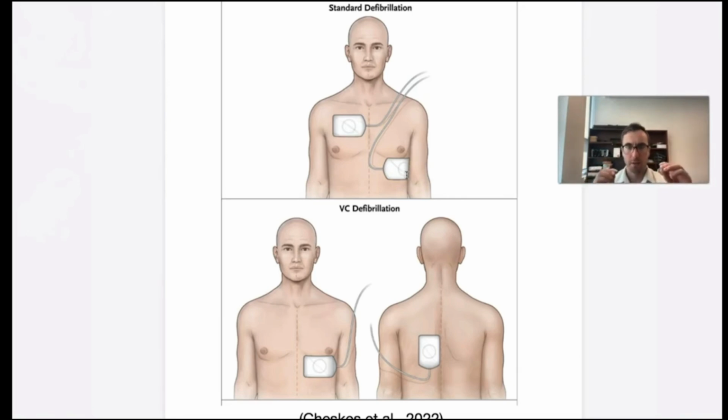However, vector change just means you get a new set of pads and you have a new placement, particularly in the anterior-posterior position. As you can see, this pad goes to the back, and the lateral pad actually moves more to the center, right over the heart. So it's kind of like a sandwich. And this is to apply a different vector because, again, if at least 75% of the myocardium needs to be depolarized, and it's still not depolarizing enough after 3 shocks, maybe the problem is that we're not generating enough energy to the right part of the myocardium.